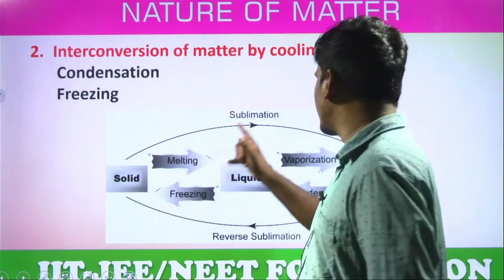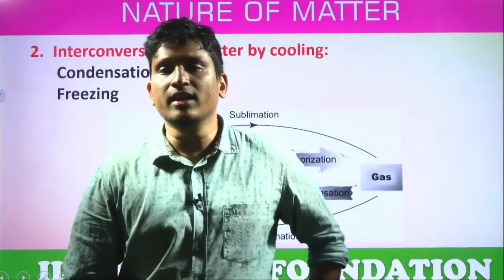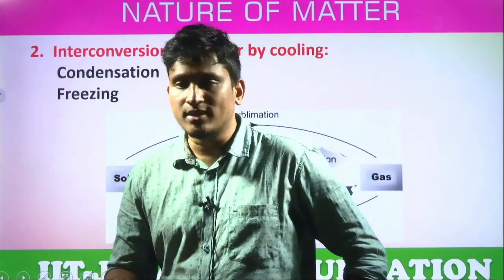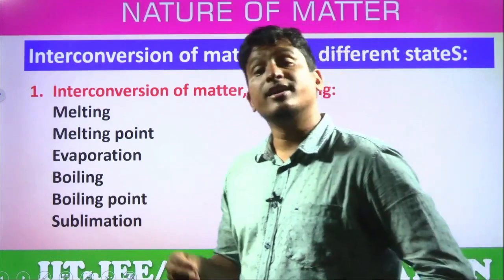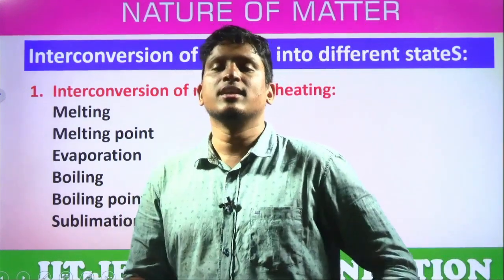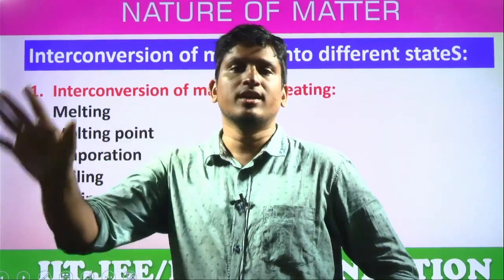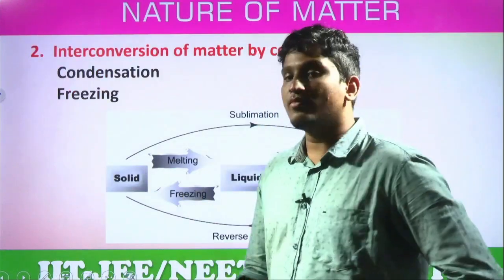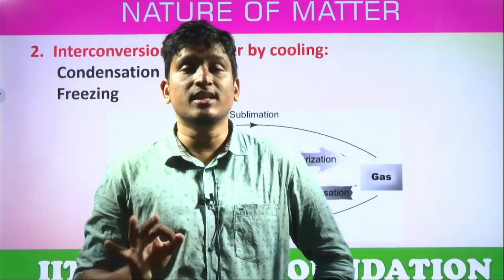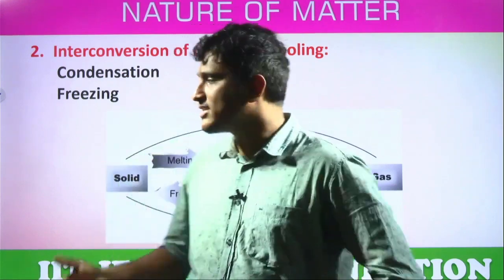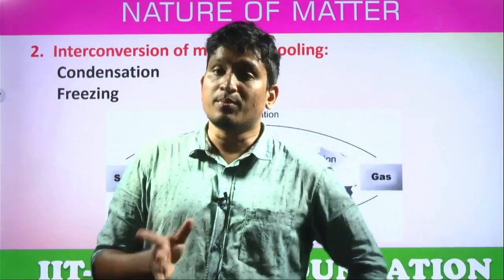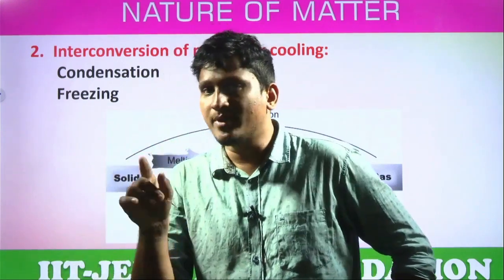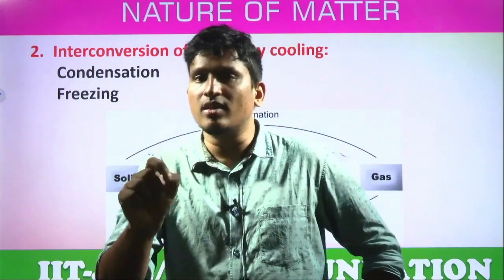Look here, solid to liquid to gas. What is melting? The process of conversion of a solid to a liquid is called the melting process, and the temperature at which this process takes place is called the melting point. For example, ice is a solid. When it converts into liquid water, the temperature is 0 degrees Celsius. So the melting point of ice is 0 degrees Celsius. The conversion of ice to water is melting, and it happens at a particular temperature, which is called the melting point.